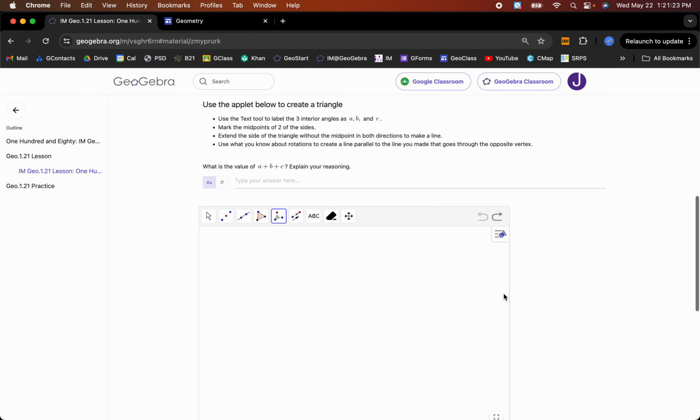So next one, use the applet below to create a triangle. Okay, here we go. I'm going to create a triangle, A, B, C. There's my triangle. Then it says mark the midpoints. Oh, I labeled the interior angles as A, B, and C.